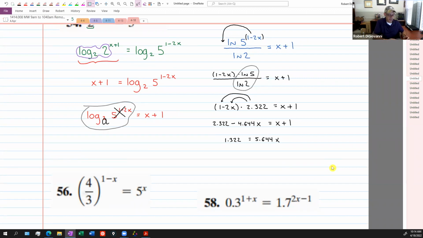Now I'm going to divide both sides by 5.644. And I'm getting 0.234 is approximately what x is. Wow. That was weird.